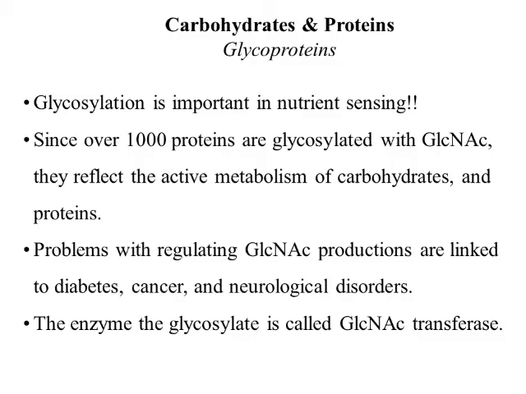All right. Over 1,000 of our proteins are glycosylated with N-acetylglucosamine. That's why glycosylation is not only important for functional protein, but it's also good as nutrient sensing. We've seen how we can assess diabetes from non-diabetic just by checking the percentage of glycosylated hemoglobin. Any active metabolism happening with carbohydrates, lipids, proteins usually means we have a lot of those. So if we have any problem producing N-acetylglucosamine in our body, and we do produce it, we do these modifications, then we're going to have problems with a lot of proteins.